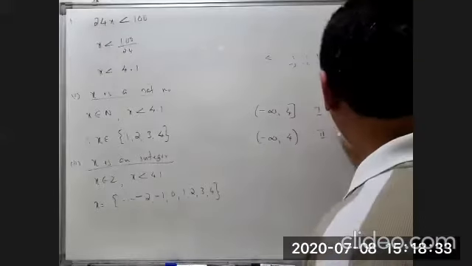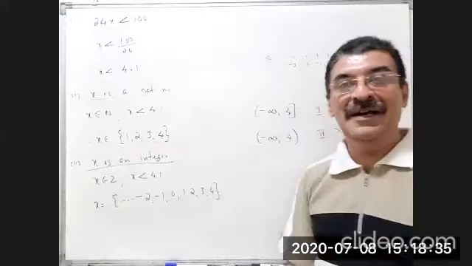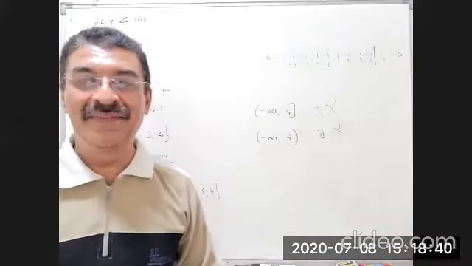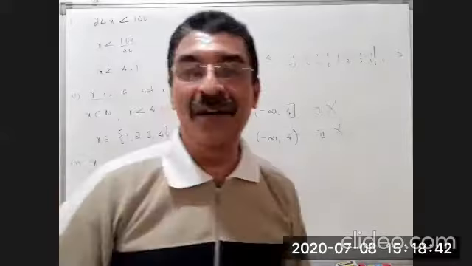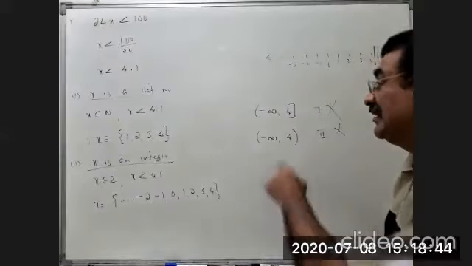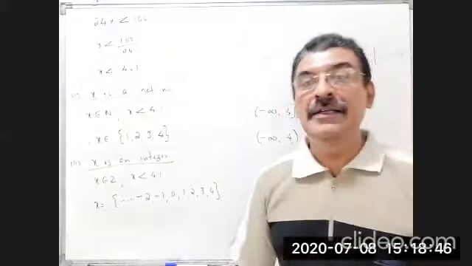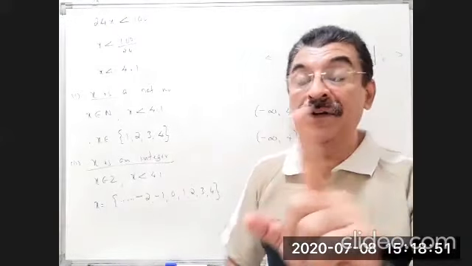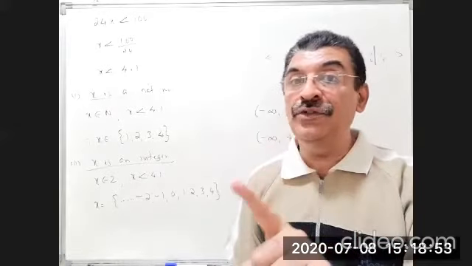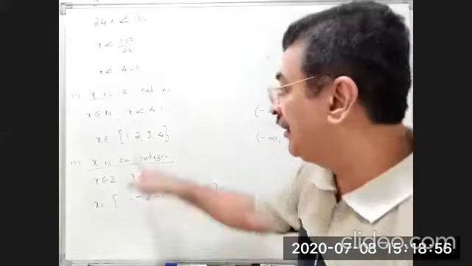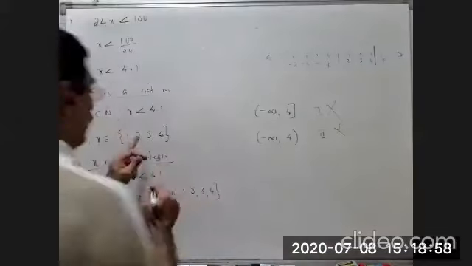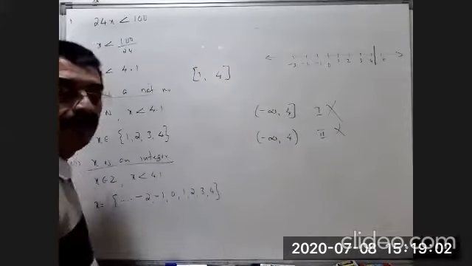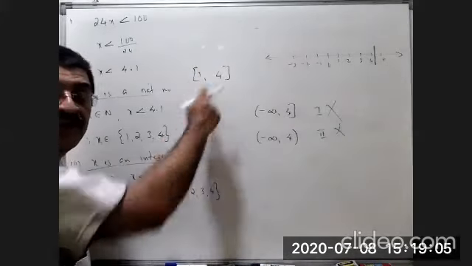Both are wrong. Why are both wrong? These intervals, open interval and closed interval, are not for whole numbers. Intervals, we use for real numbers. See, even this one, 1 to 4, we will not write this one. This one doesn't mean the numbers 1, 2, 3, 4.